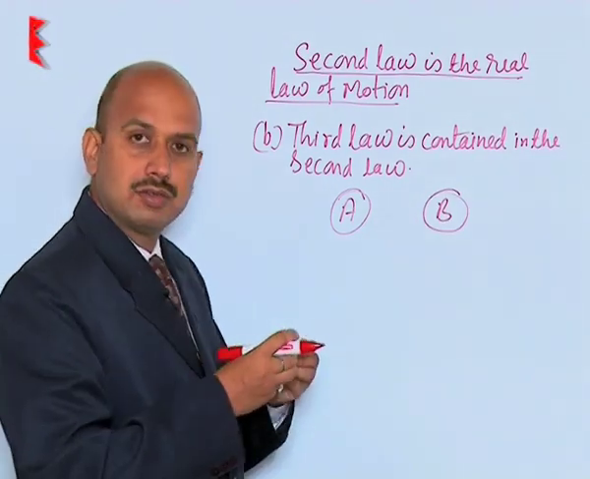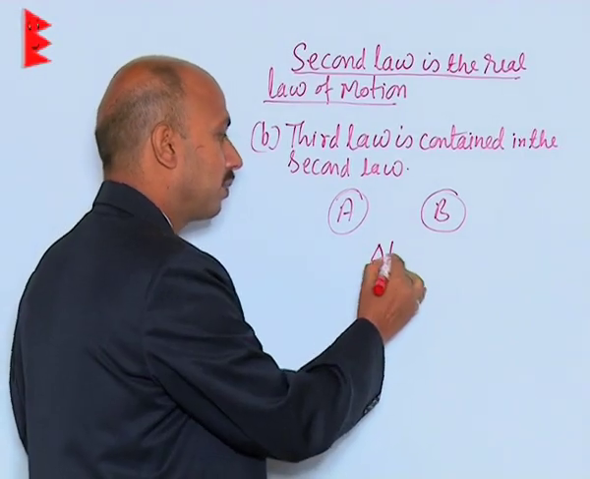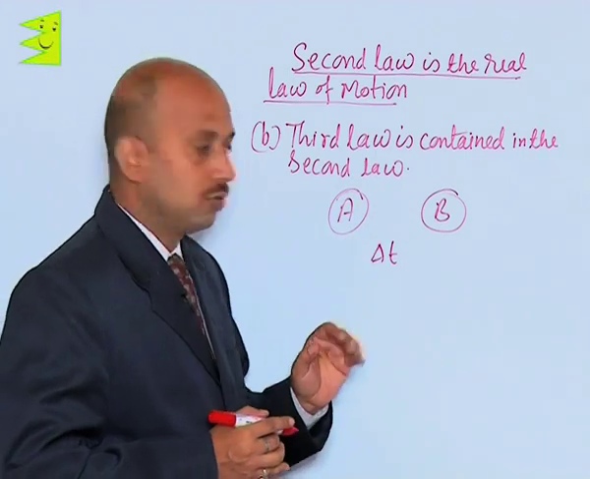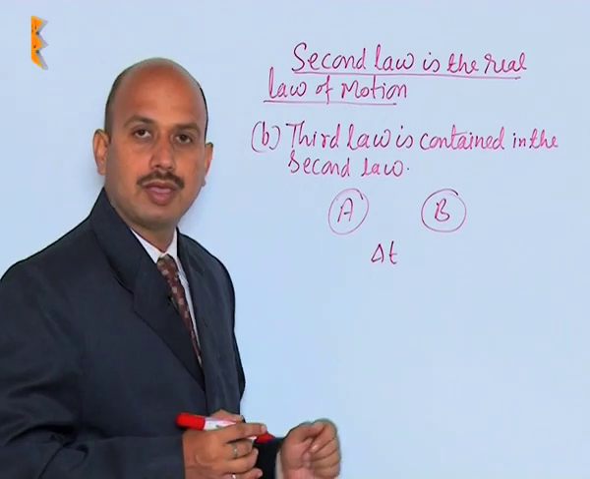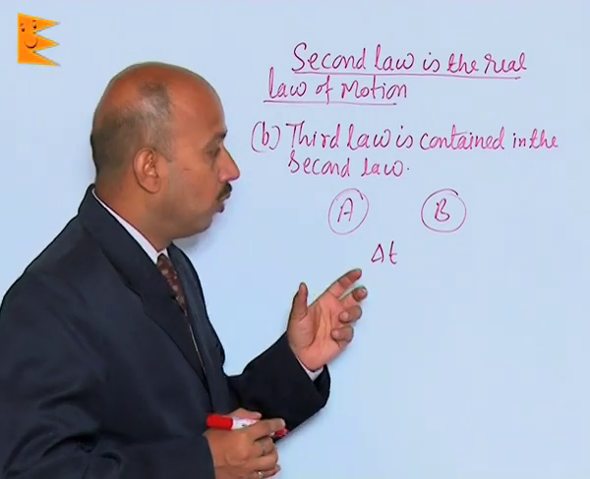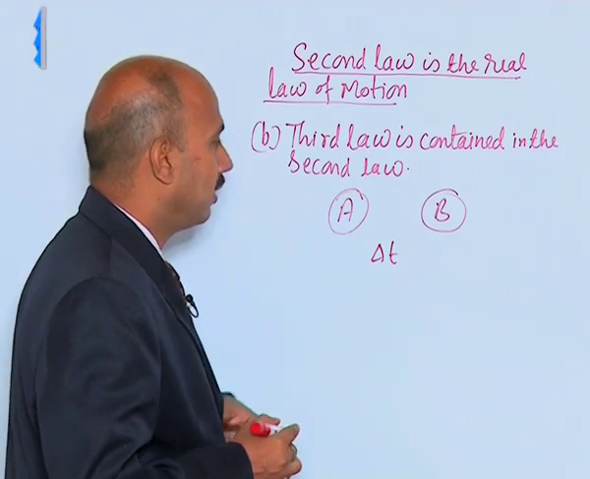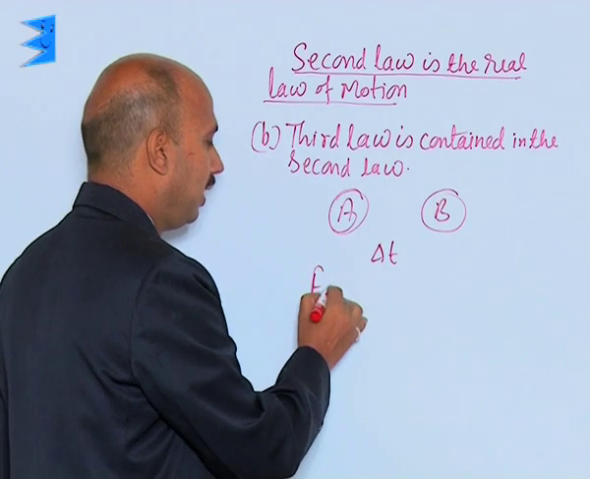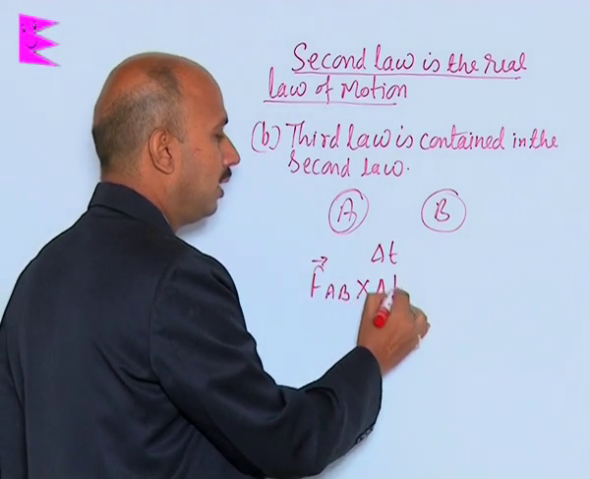Now they collide for a small time interval delta t. So A will collide with B. So A will apply force on B and B will apply force on A. So we can get the change in momentum. So we can write here, when the force acting on A due to B is FAB, that is for the delta t time interval.